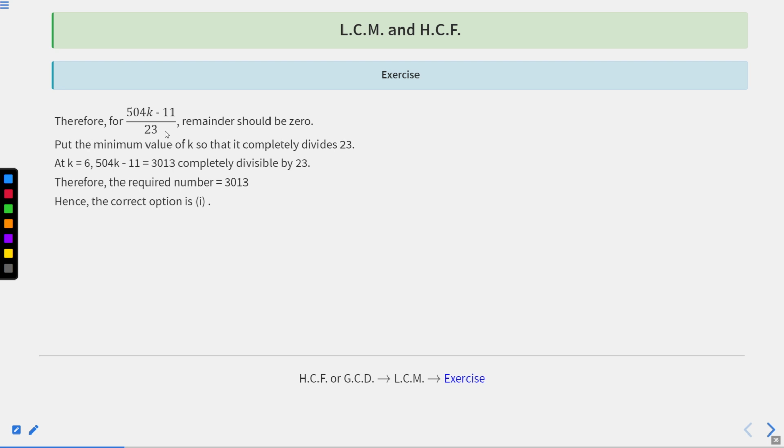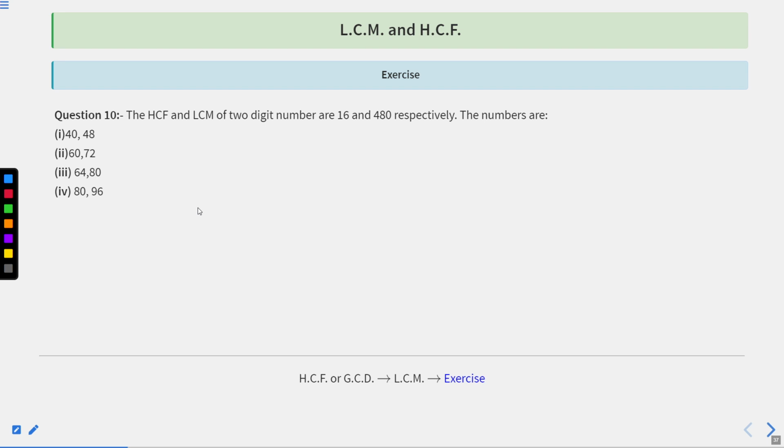So for (504k minus 11) over 23, the remainder should be 0. So put the minimum value of k so that it completely divides by 23. At k equal to 6, 504k minus 11 is equal to 3013, completely divisible by 23. Therefore, the required number is equal to 3013. So the correct option here is option number 1.